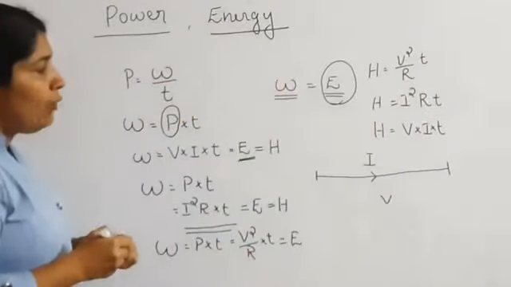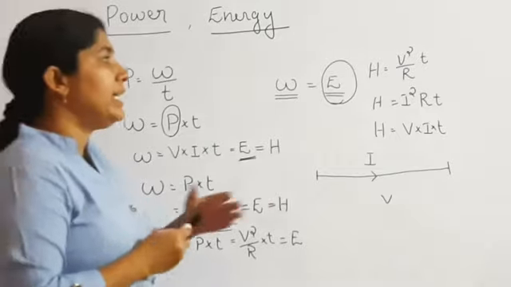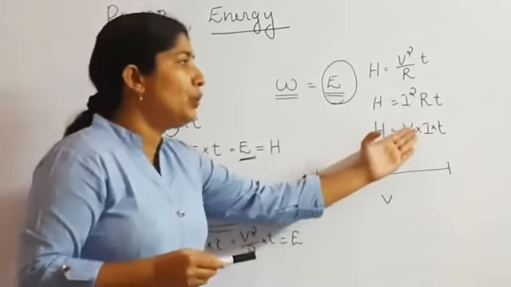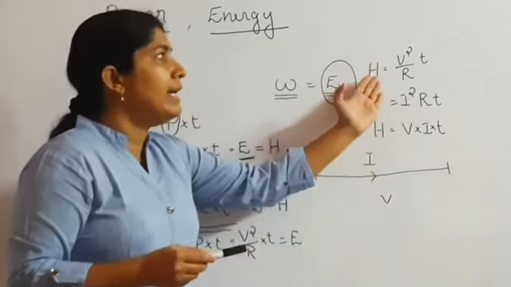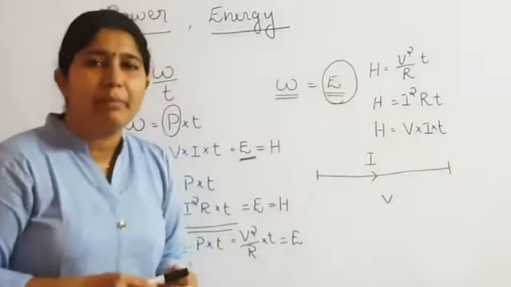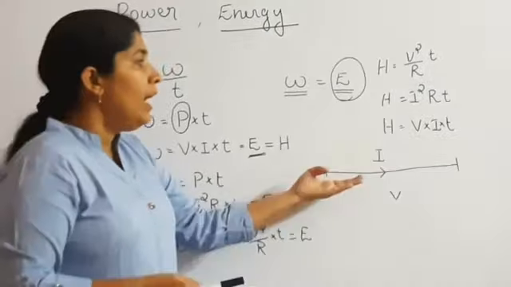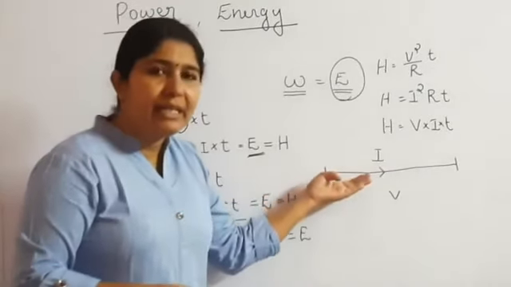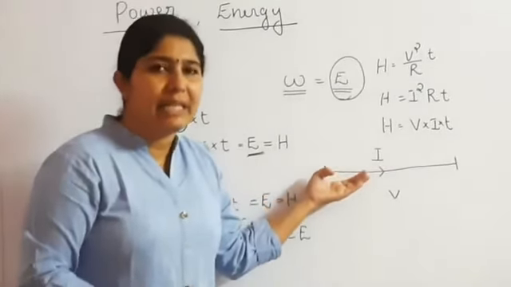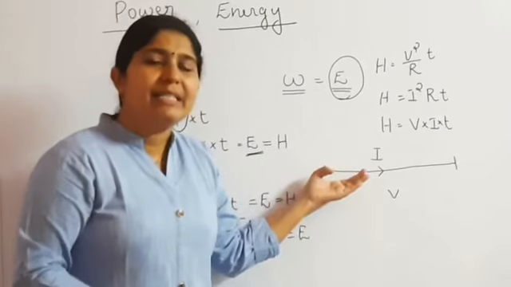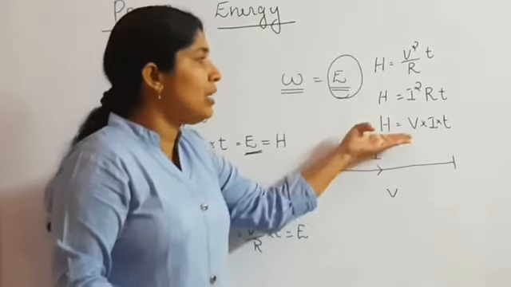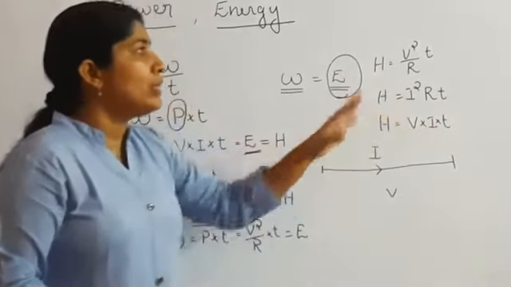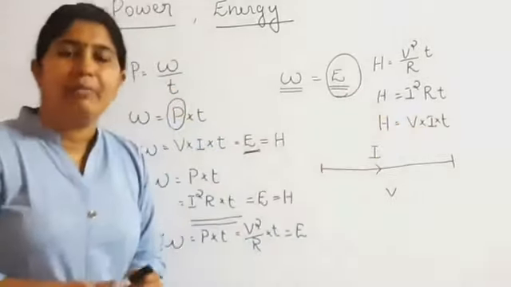Okay. Now we have three equations for the heat energy. Heat energy H is equal to VIT, H is equal to I squared RT, and again H is equal to V squared divided by R into T. When current flows through a conductor, around the conductor, heating effect is there. Heat is a form of energy. Therefore, that heat energy is equal to VIT or I squared RT or V squared divided by R into T.